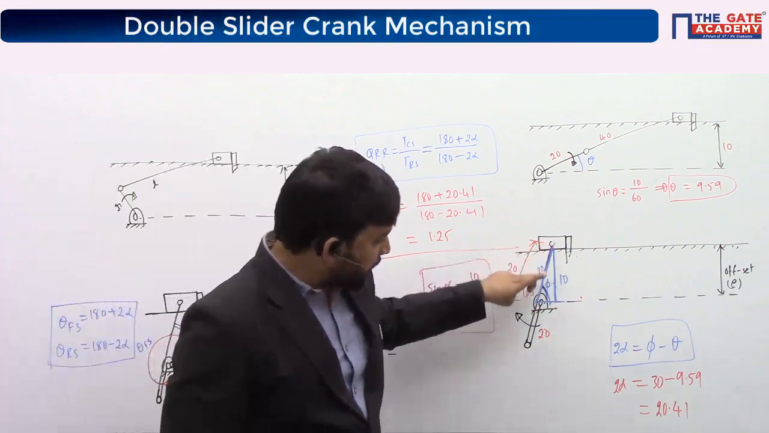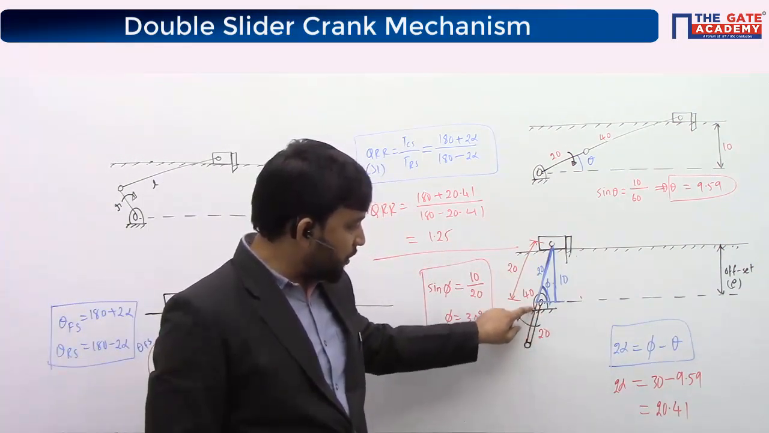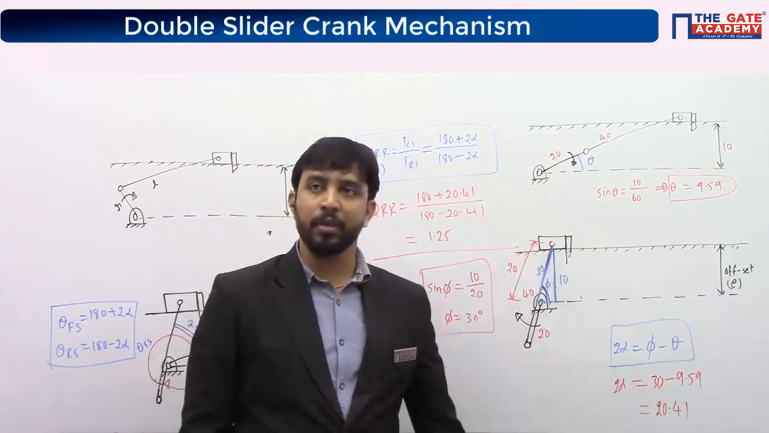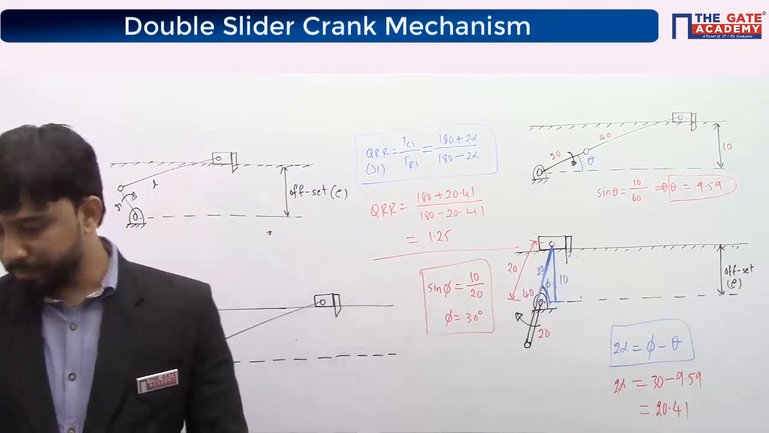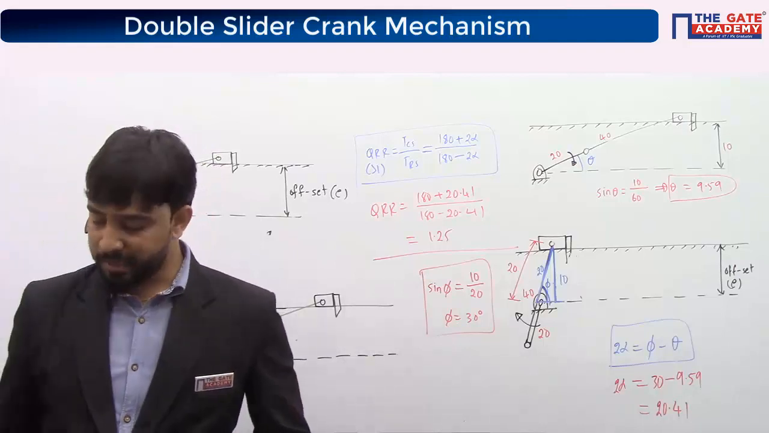So this total length is 40. So this length is 20. So I can say from here to here it will be only 20. Yeah, so this is all about the slider crank mechanism.